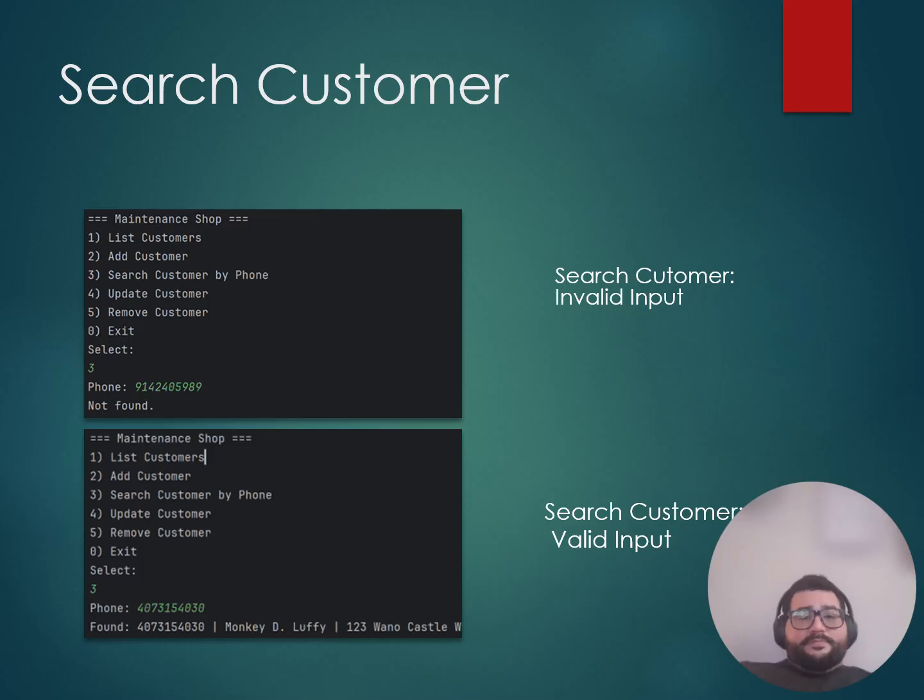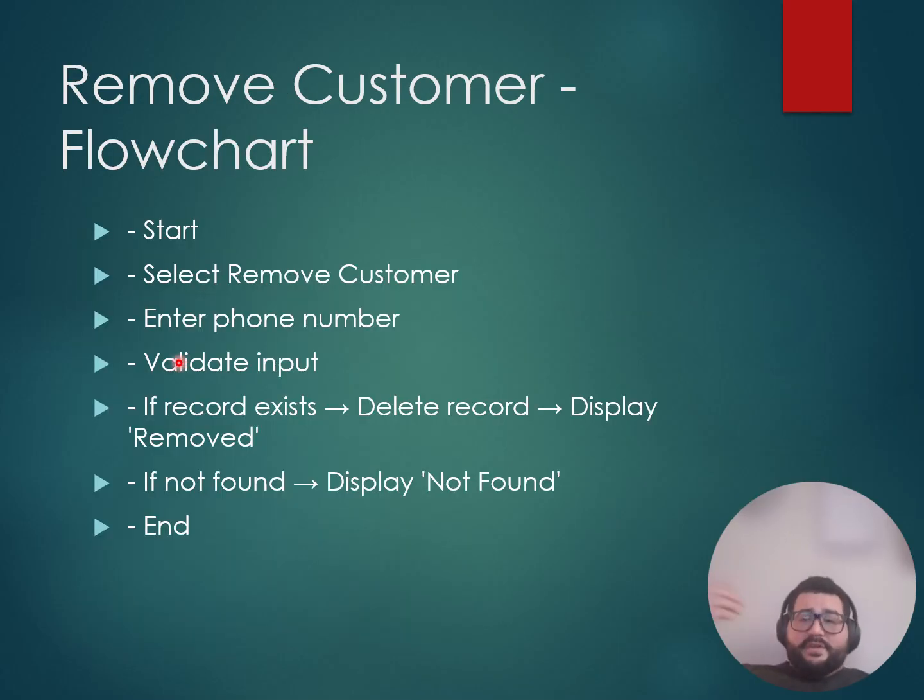Then we're going to remove a customer. Same thing as everything else: start the program, select the appropriate menu link, which is remove customer, and then enter the phone number. Once again, the phone number is the primary key. That's why we're using that for all the tests.